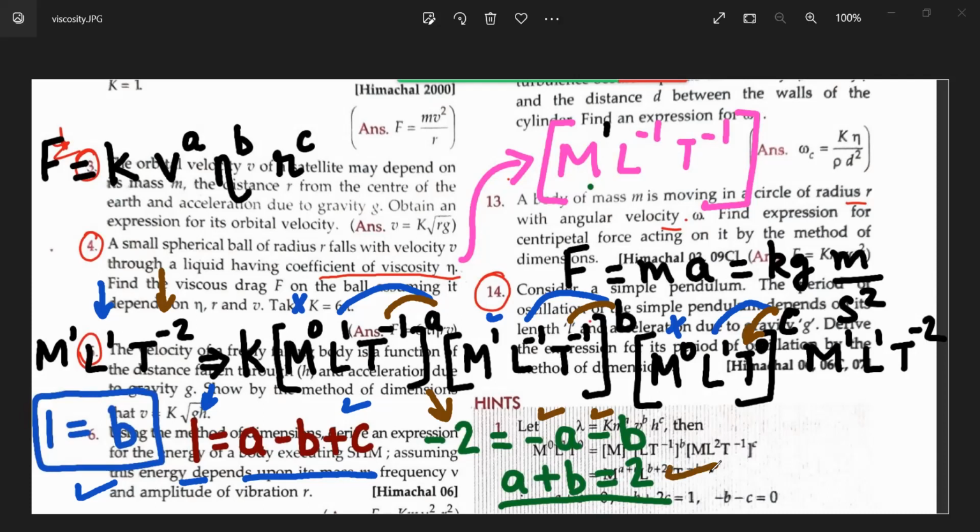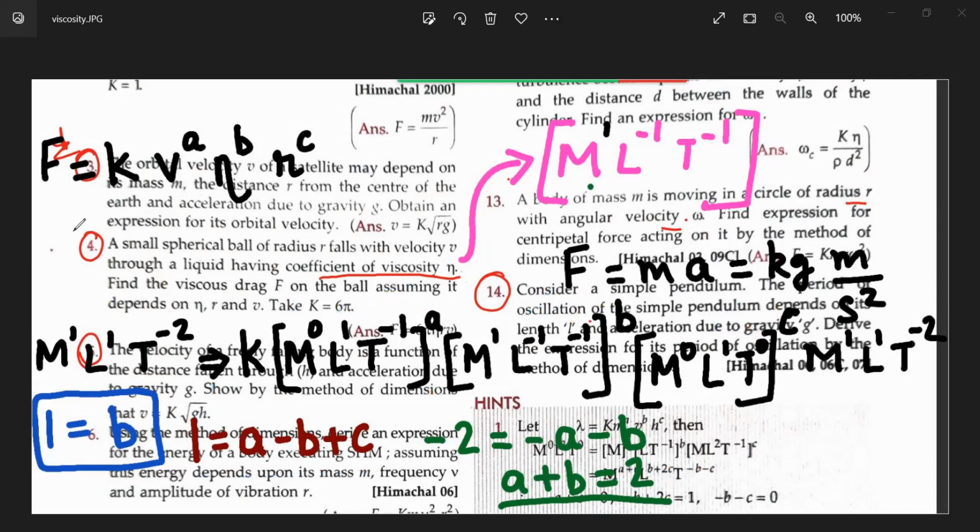Now, it depends upon how good your maths is. So B is equal to 1. Now B is equal to 1, so if B is equal to 1, then A would be equal to 1. Now B is 1, A is 1, so C is 1.